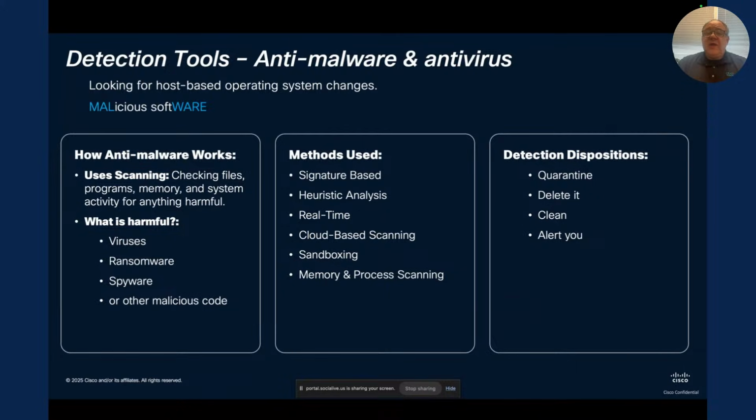So there's a lot of different ways that the anti-malware software works. Some are just using hashes. They take a hash of the file, and then they compare it to their database of known good and known bad. And if it's matched as a known good, let it run. If it's matched as a known bad, stop it. And when you stop it, you want to do something, right? It's called a disposition. So you're going to do something: either quarantine, delete it, clean it, or alert.